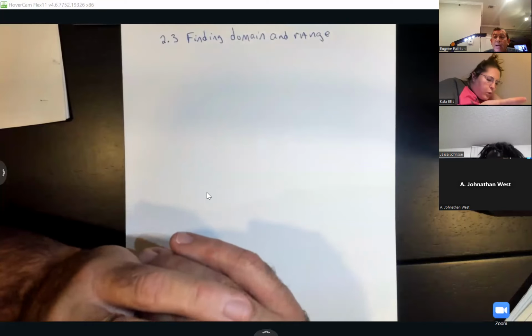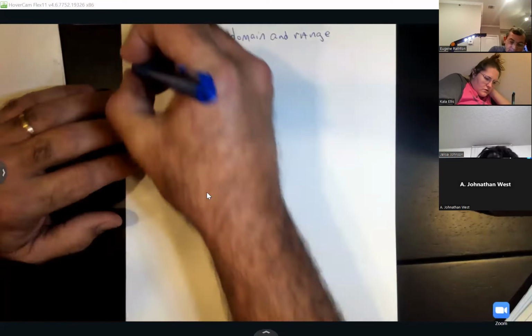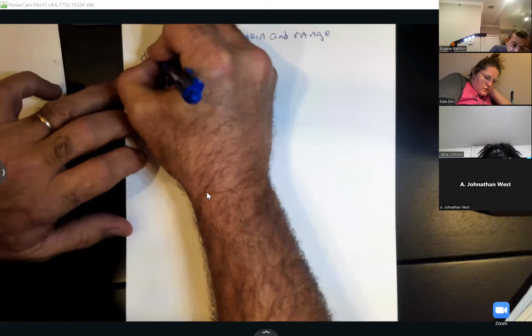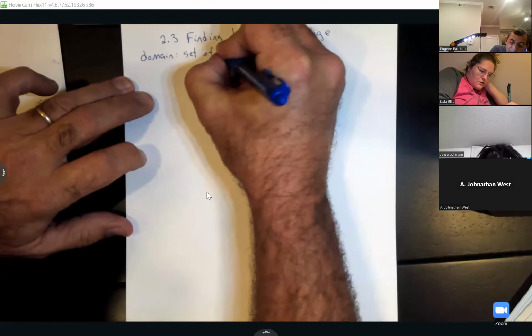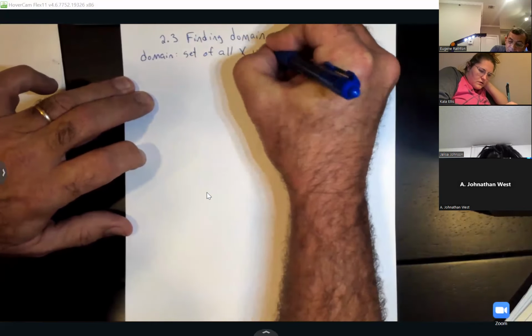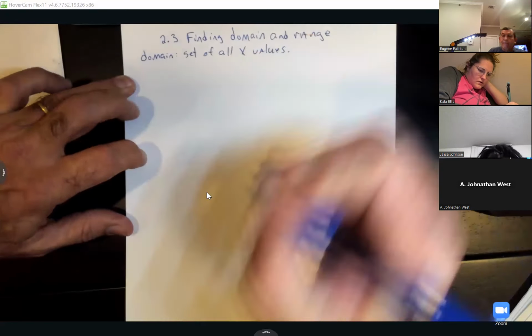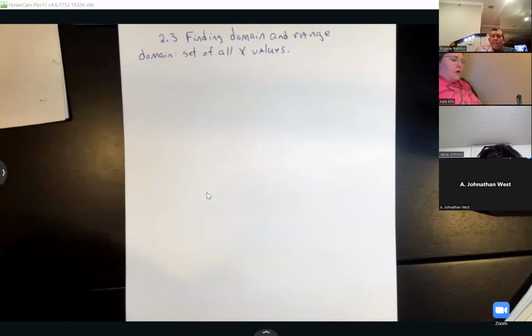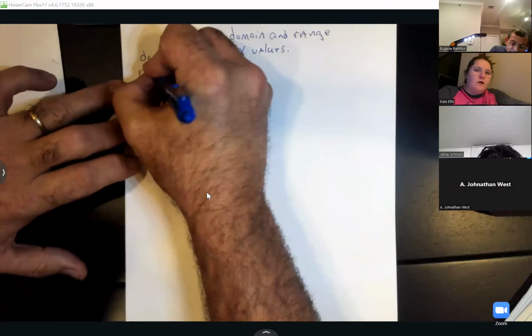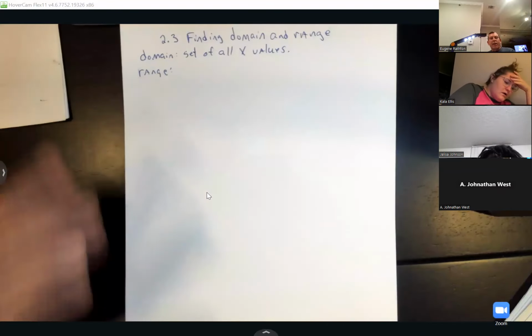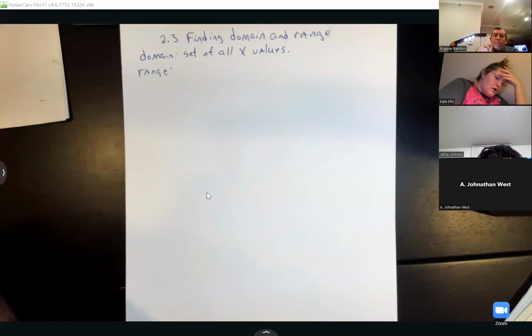set of all x values. So domain, set of all x values. And then we look at the range in this section. And for us, the range will be the set of all y values.